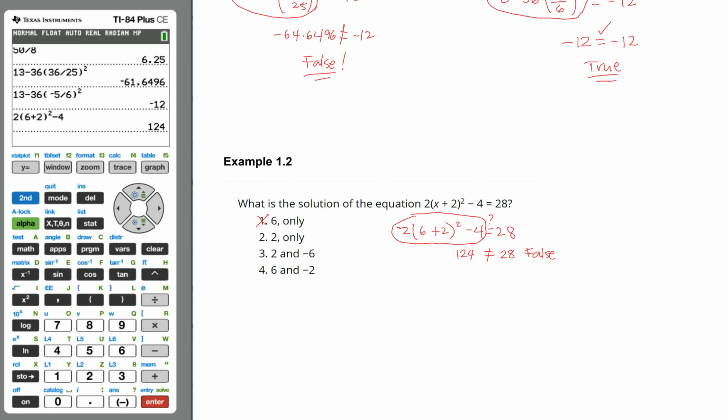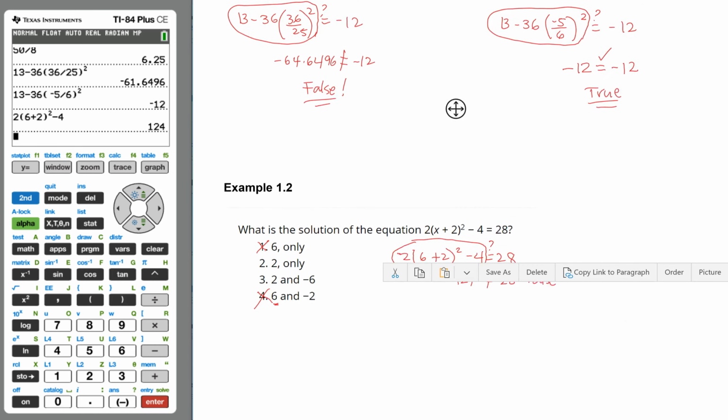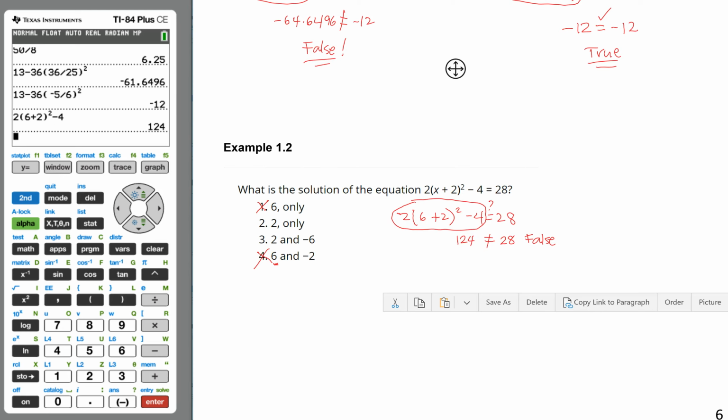Now when I look at the other choices, 4 also has 6. So I assume that the other one is also not a solution. So that means 4 is already out of the possible answers here. So I'm left now between option 2 and 3. So let's try now 2.